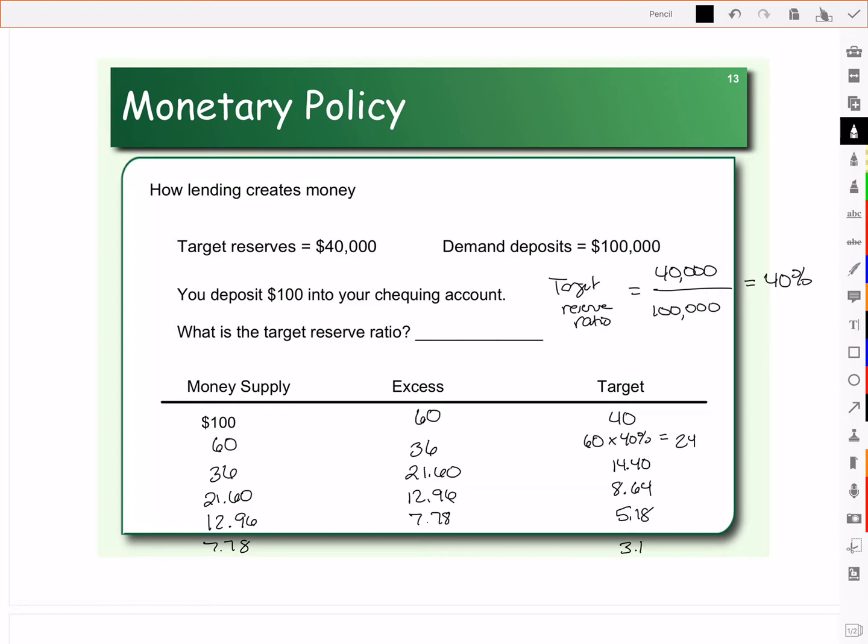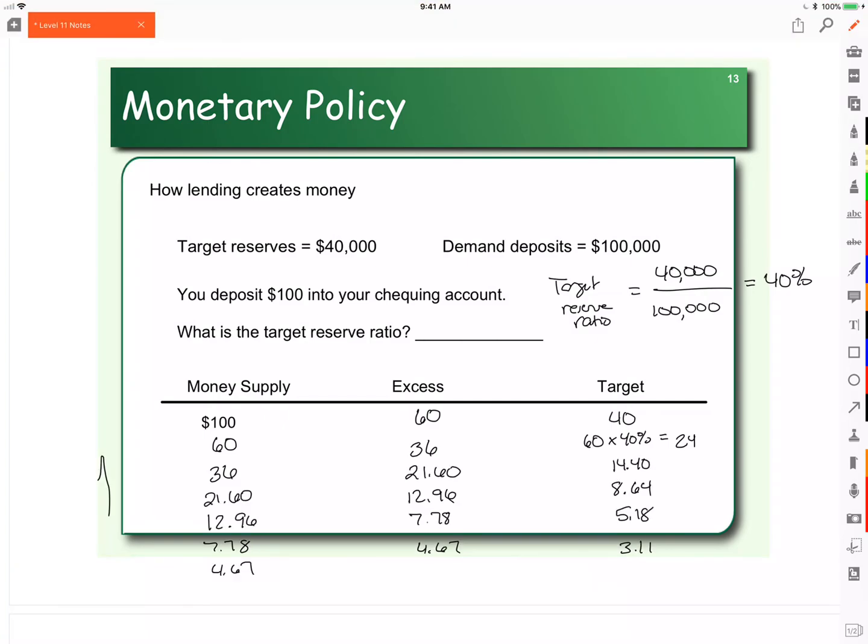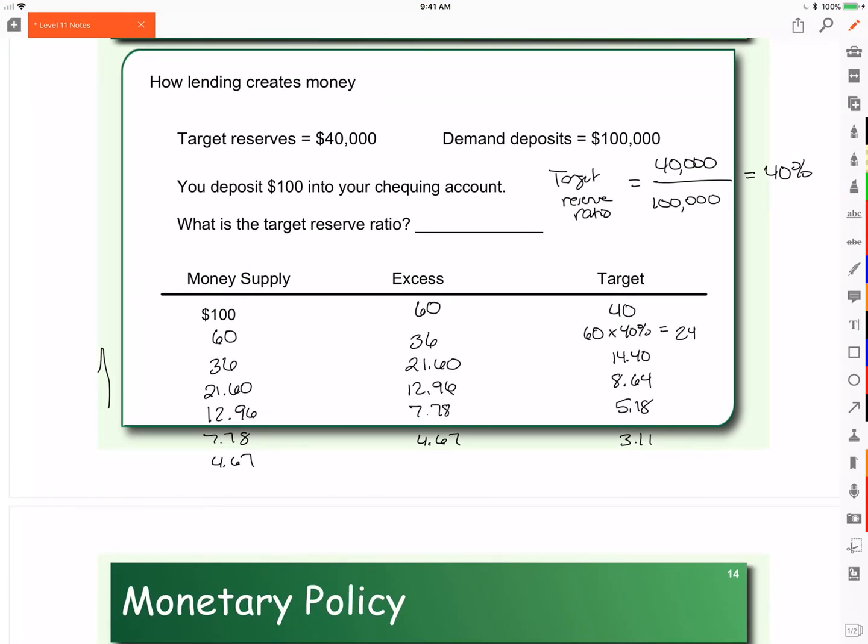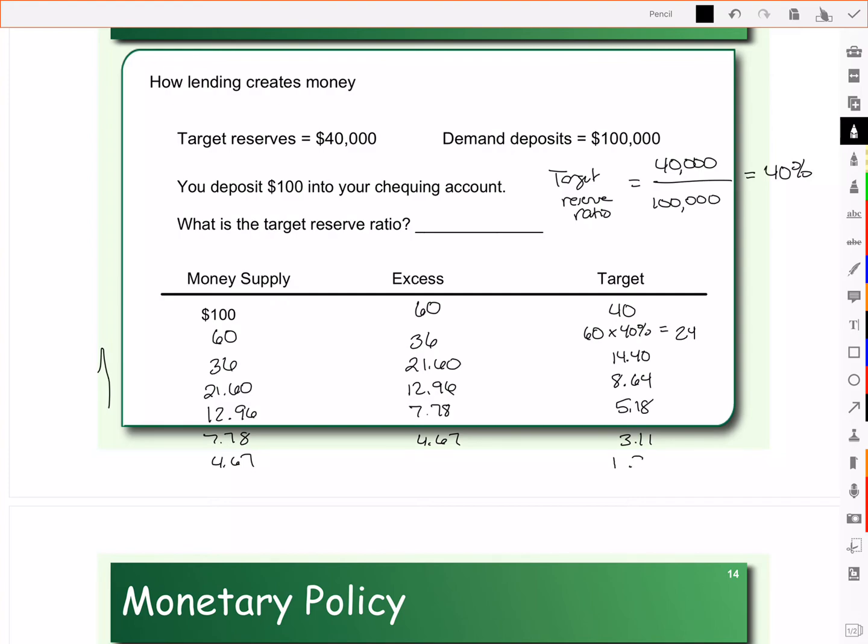The bank has to hold 40% of that. So what is that, $3.11 as cash. And that leaves, what, $4.67 as excess reserve. That $4.67 gets lent out and gets put into someone's checking account. 40% of that has to be held as cash. So that is, what, $1.87. And if $1.87 has to be held as cash, the rest becomes excess reserve, which is what, $2.80. The $2.80 gets lent out.